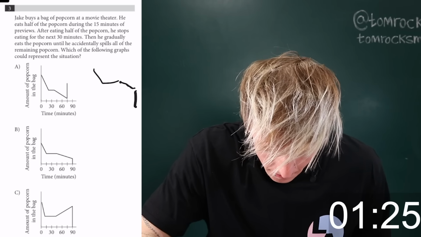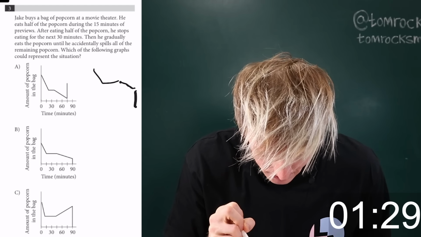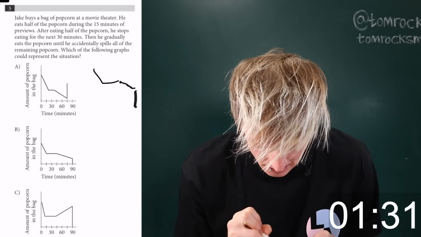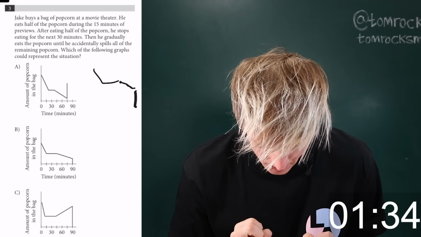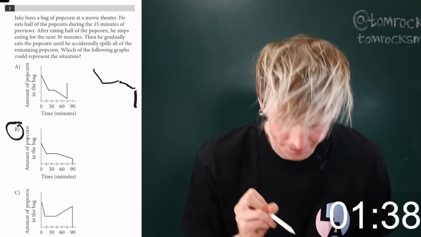Okay, so 15, 30, and then he spills it. So it has to come down, go flat, and then gradual, and then drop. Go down, flat, gradual decrease, and then drop. So it has to be B. Only sensible one. Cool. Well done, Jake.